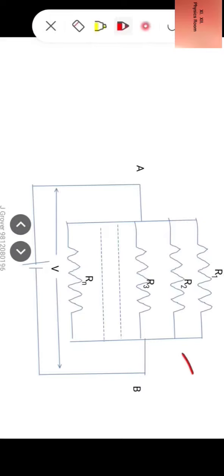There are n resistors R1, R2, R3, Rn connected in parallel, and the combination is connected across A, B. And across AB we have connected a source of EMF having terminal PD as V volts. Now since all resistors are connected across A and B and the battery is also connected across A and B, therefore V is applied across each resistor. So we say these n resistors are connected in parallel because PD is the same across each resistor.